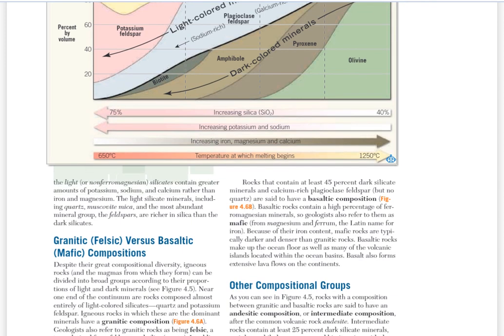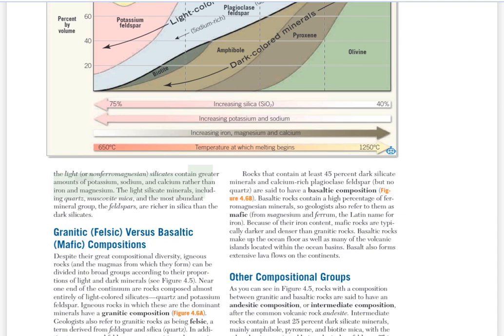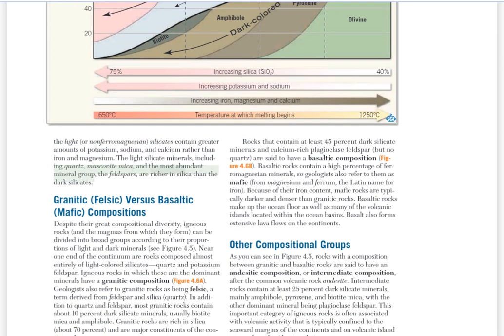Geologists also refer to granitic rocks as being felsic, a term derived from feldspar and silica. In addition to quartz and feldspar, most granitic rocks contain about 10% dark silicate minerals, usually biotite mica and amphibole. Granitic rocks are rich in silica and are major constituents of the continental crust.